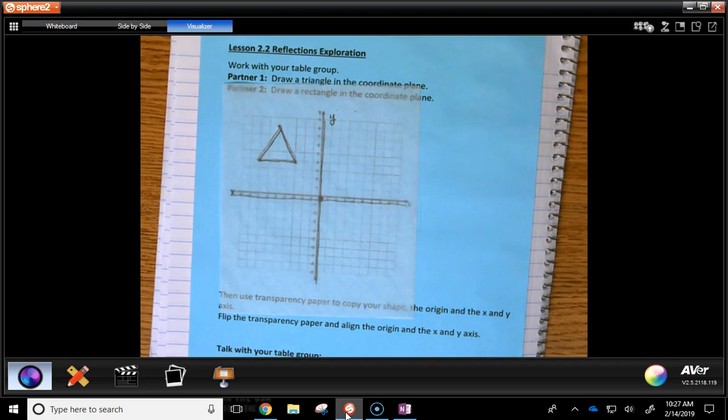I need someone to tell me how can I make x my line of symmetry. Jordan, you think you know? Come up and try it.